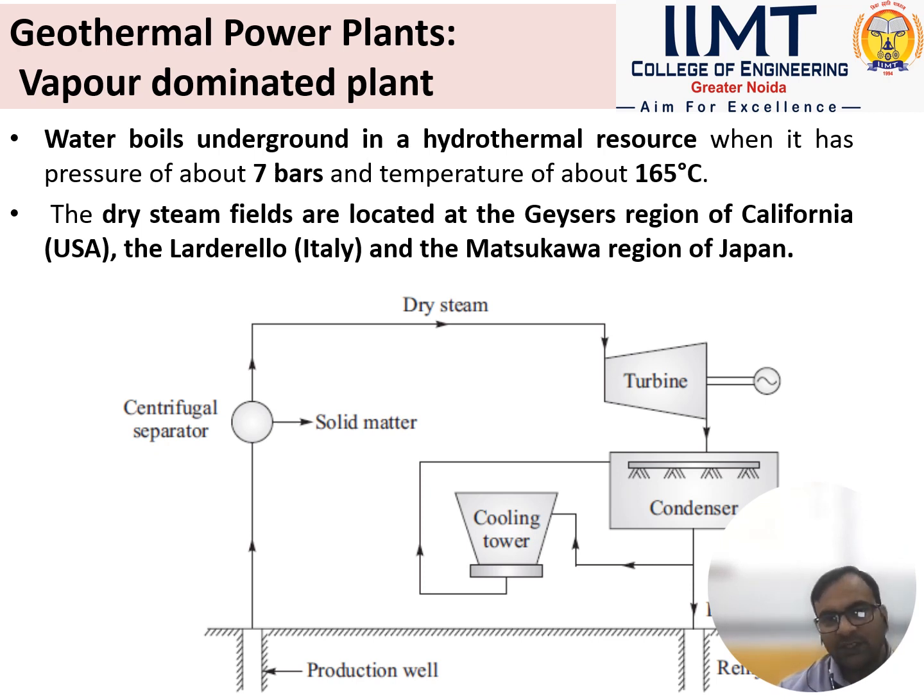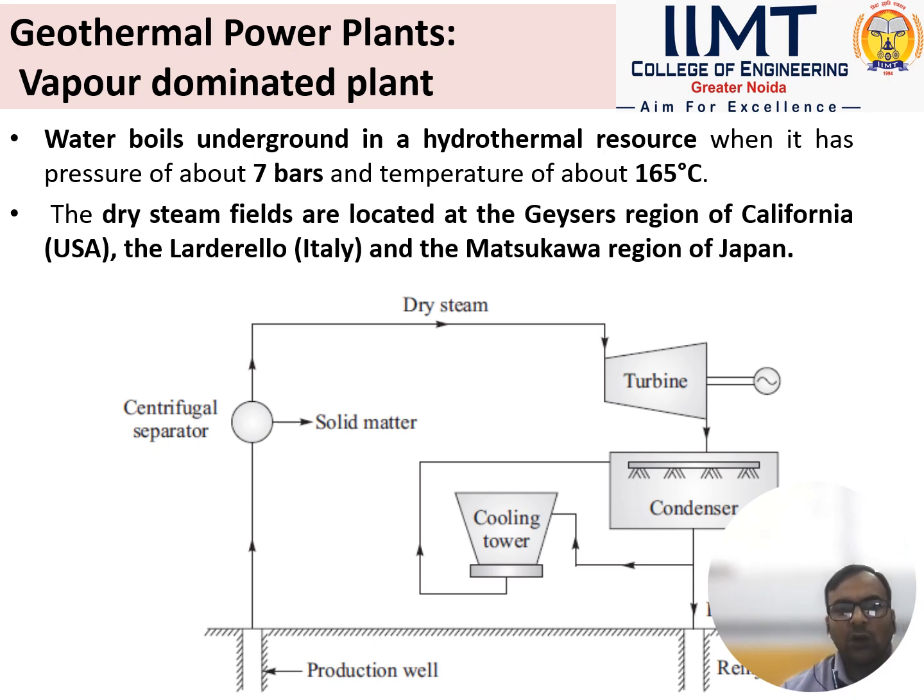Because of using this dry steam, this power plant has been termed vapor dominated. Vapor dominated because there is dry steam. If it were a water dominated plant, obviously there would be water vapor, and there would be moisture inside. But here it's vapor dominated, so there is dry steam, and after the turbine is rotated and we get the electricity, it goes to the condenser and the cooling tower, and the remainder goes again. So this cycle is continuously going on.